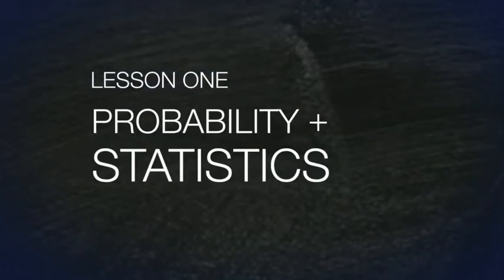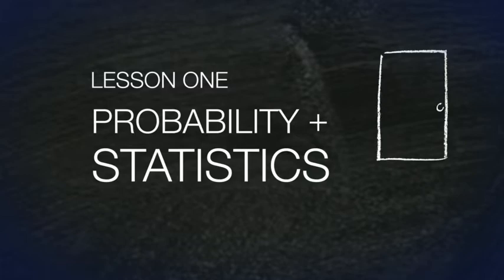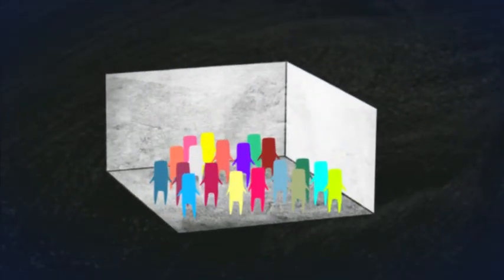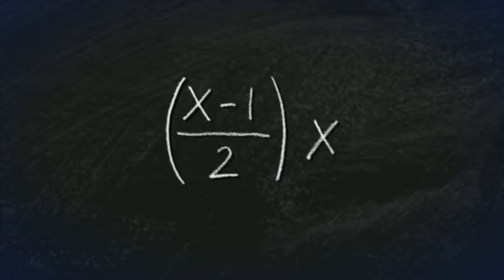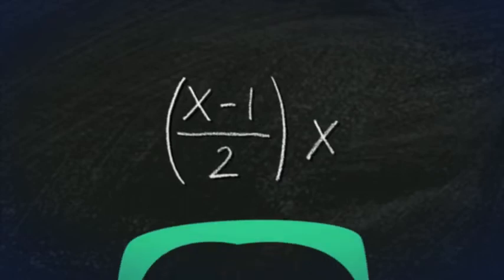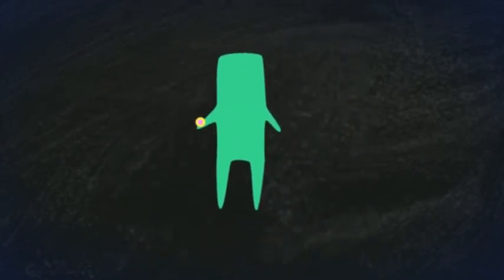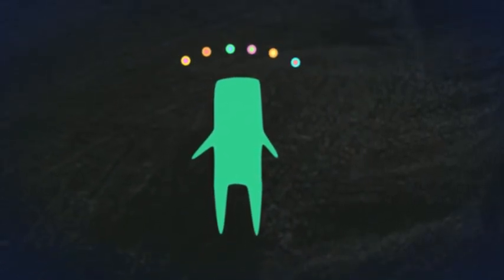Probability and statistics. If there are 21 people in a room and everyone shakes hands once with everyone else, how many handshakes in all will there be? Typically, students are taught to memorize the following formula in order to solve this problem. Instead of simply memorizing this formula, let's learn how to solve the problem and understand it through multimodality.